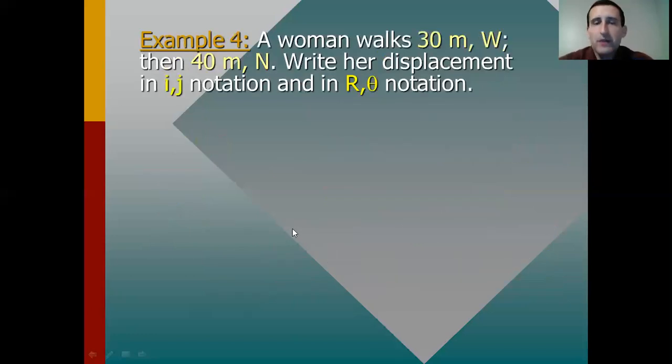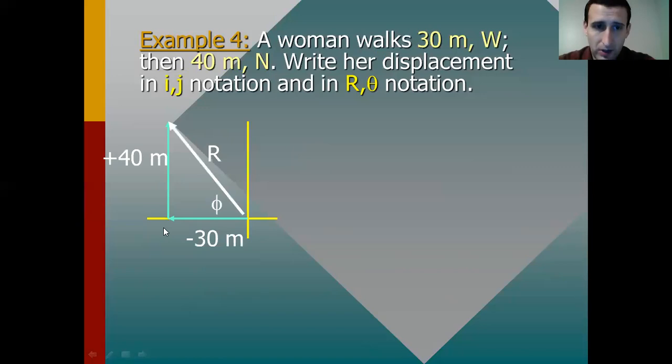So here we've got a practice problem. We're going to talk about it in IJ notation and then also in R theta notation. A woman walks 30 meters west and then 40 meters north. Write her displacement in IJ and R theta. So the IJ is going to be super easy because they already gave it to us in IJ. She went west 30 meters, north 40 meters.